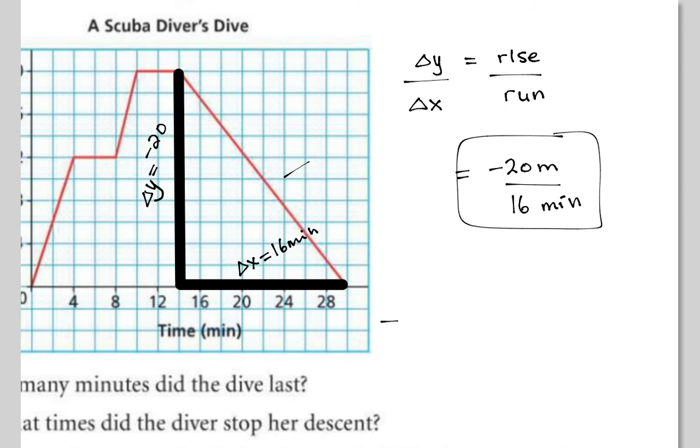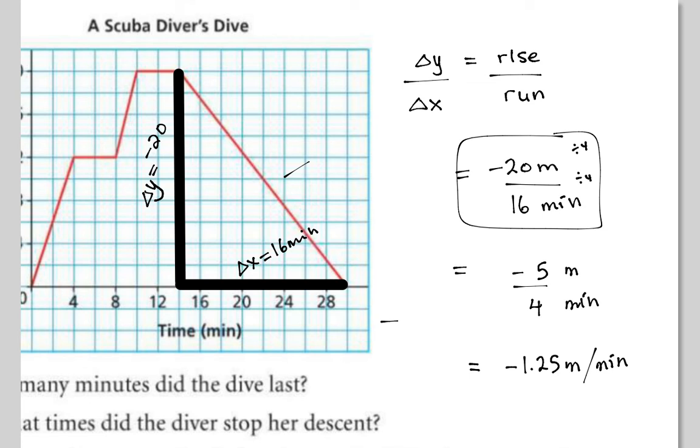See this ratio? Could we reduce that ratio to a lower terms fraction? What do they both divide by? A better one than 2? 4. So divide each by 4, and you get negative 5 over 4 meters per minute, which if you went to a decimal, is 1.25 meters every minute.